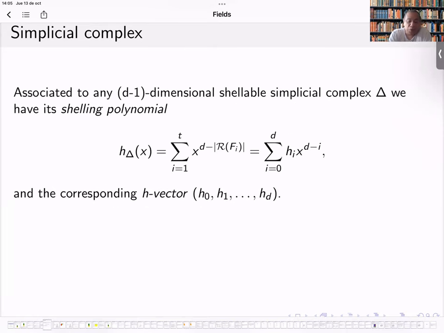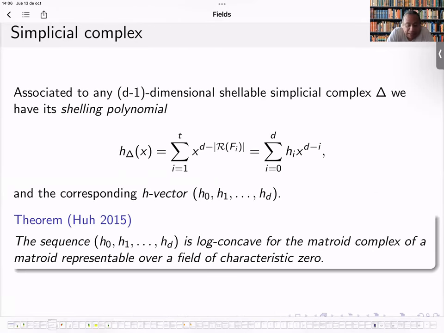With that definition, you can construct a polynomial called the shelling polynomial, h(x), where you have the term x to the d minus the cardinality of this face R(F_i), and you add these terms for all the facets in the shelling. When you write this polynomial as a power of x, you get the term x^(d-i), which will have coefficient h_i. Then you form with these coefficients another sequence of numbers, and that will be the h-vector of the shellable simplicial complex.